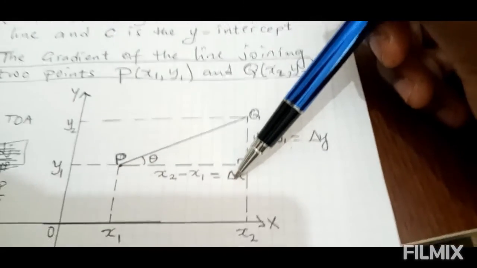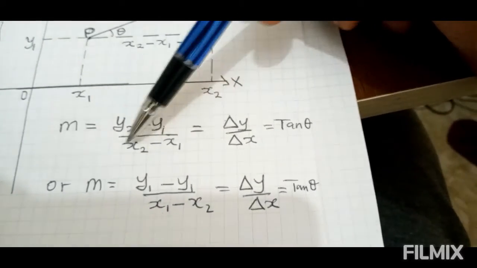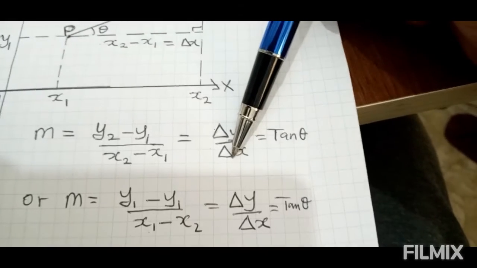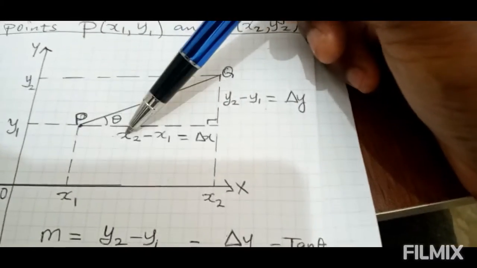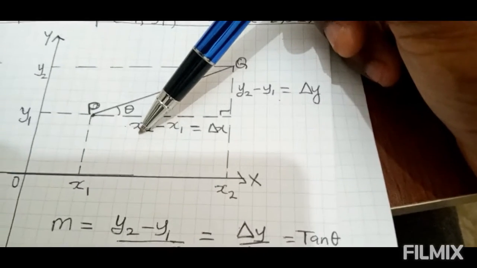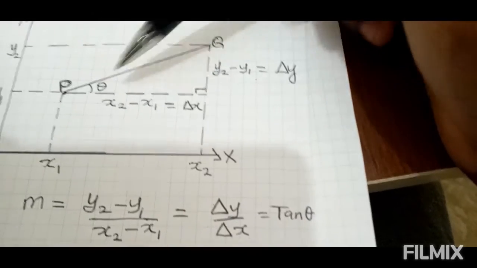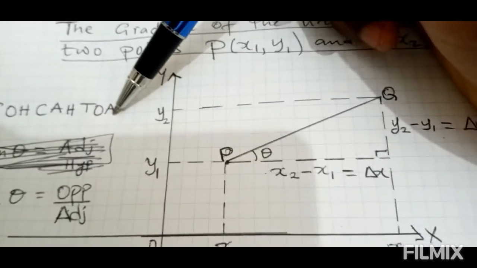So what is the gradient? The gradient is the ratio of the change in y to the change in x, which is delta y upon delta x. Now this can also be said to be equal to the tangent of theta. Theta is this angle. What is the definition of tan theta? Tan theta is opposite over adjacent. When you look at SOHCAHTOA, we remember this in high school. Opposite, adjacent, for tan theta.